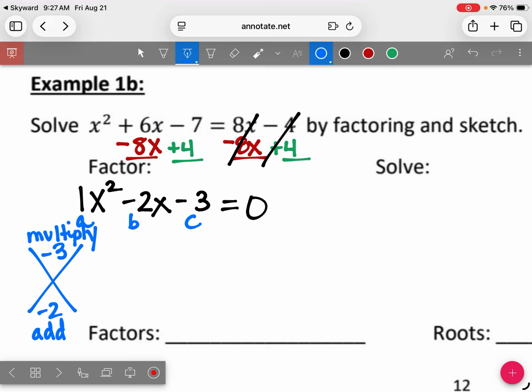Two numbers that multiply to give you negative 3, but add to a negative 2. The only way we can get a negative on top is if we have a negative number and a positive number.